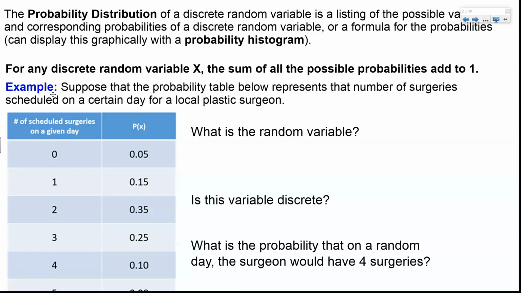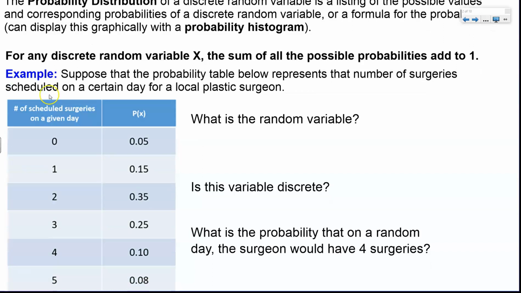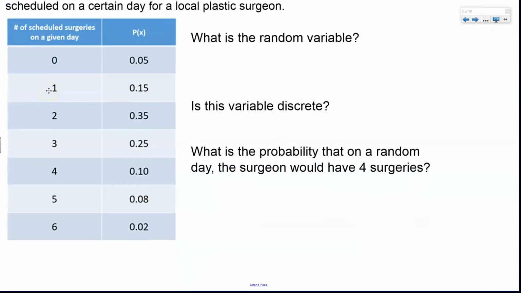And so like it says here, they should all add to 1, just like we saw in Chapter 5. So let's say that this probability table or distribution is representing the number of surgeries on a given day for a local plastic surgeon, and we have the probability for each of those. So this would be calculated using relative frequency, so empirical probability, right?